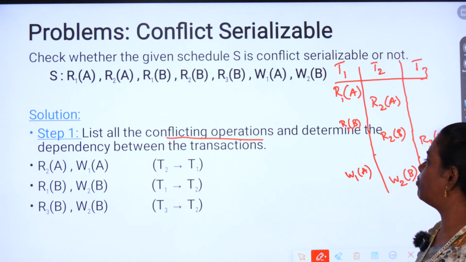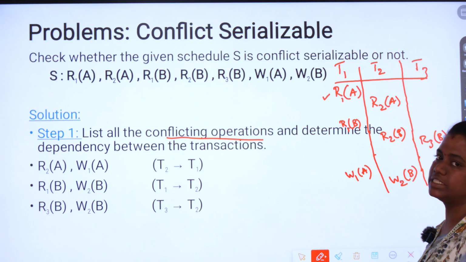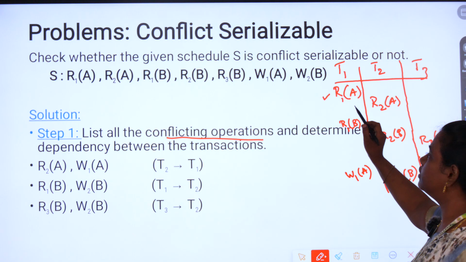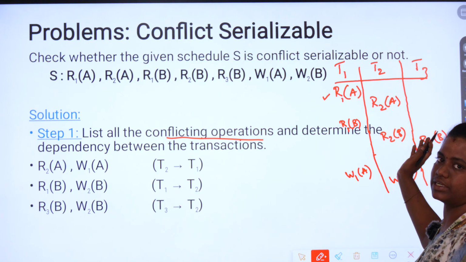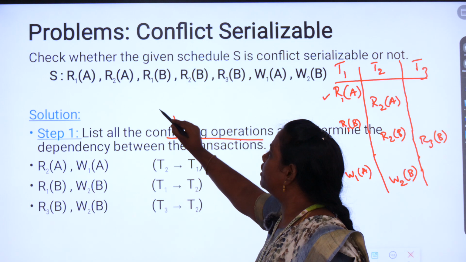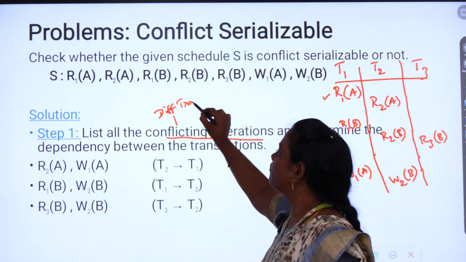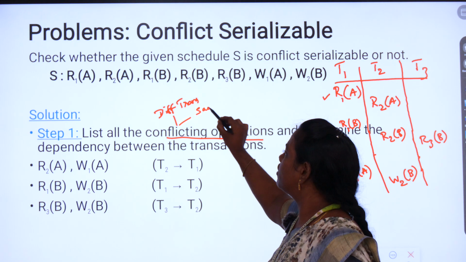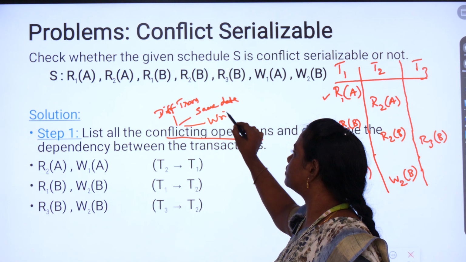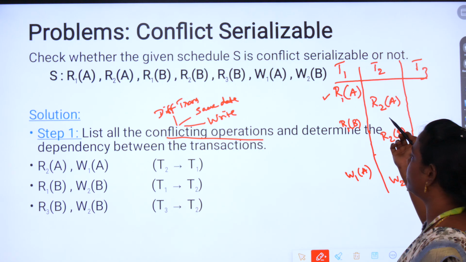To find conflicting operations, first I am going to check the first instruction, R1 of A, and compare it with the remaining two transactions. You already know the conditions to find a conflicting operation. There are 3 conditions: different transactions, same data, and definitely one is a write operation. Remember this while calculating your conflicting operations.